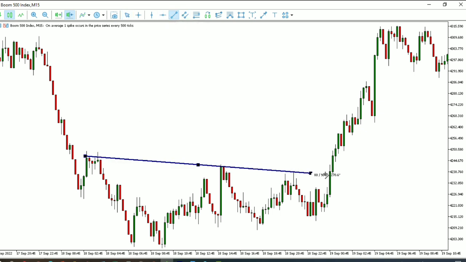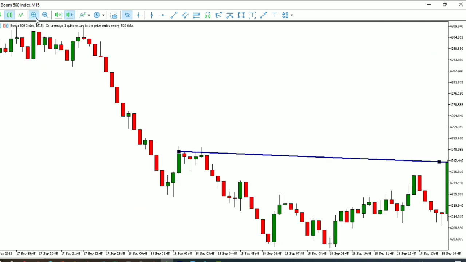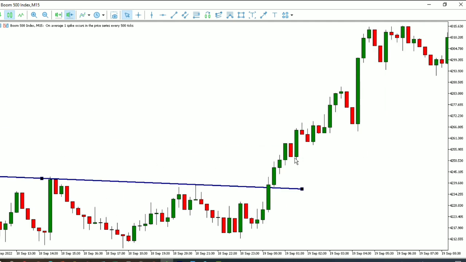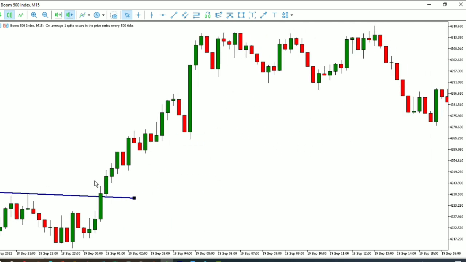So as you can see here, if I draw a trend line here, you can say, okay, the market touches 3 times. On the 4th time it breaks, right? And when the market breaks, since this is boom 500 here, I know that if the market is going up like this, there is more chance of this market keeping on doing spikes and going up right here.